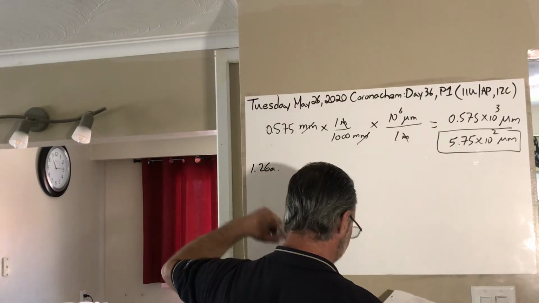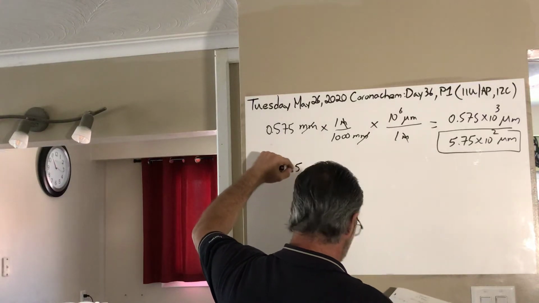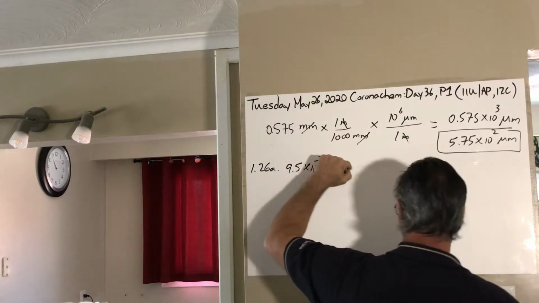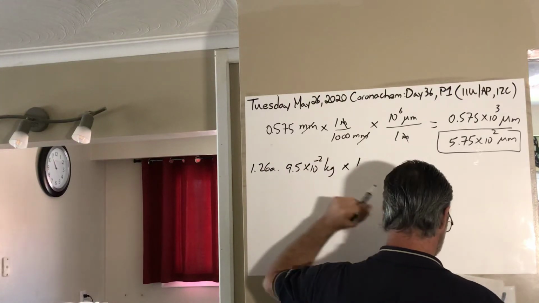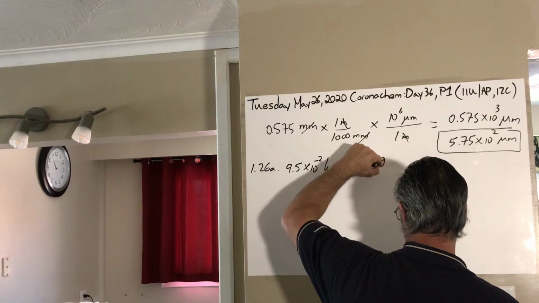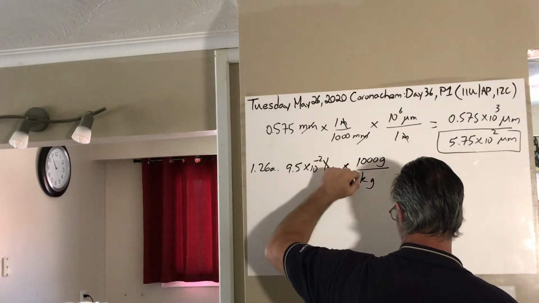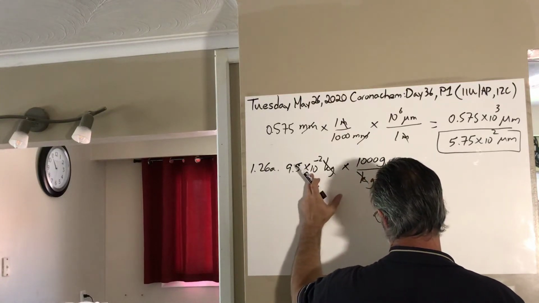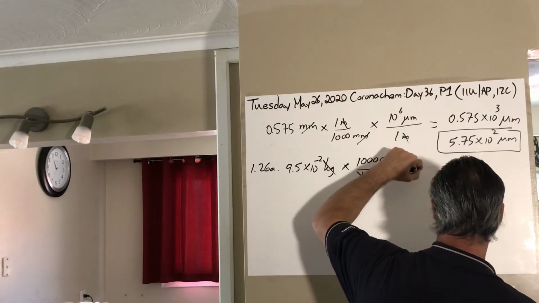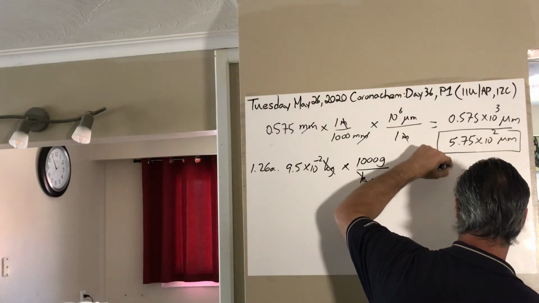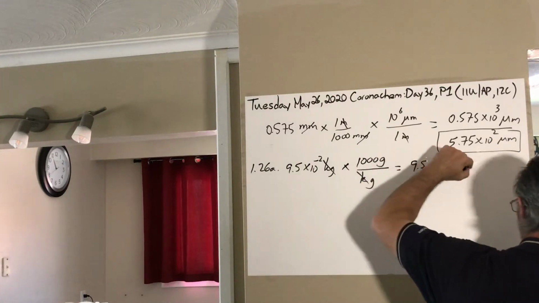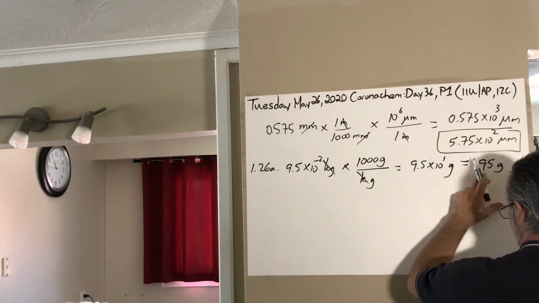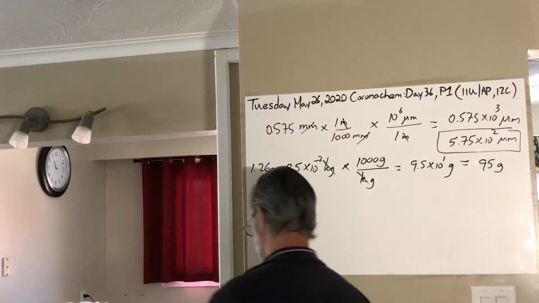126A. You start off with 9.5 times 10 to the minus 2 kilograms. You're asked to go to grams, so there's 1,000 grams per kilogram. Kilograms cancel, and this is 10 to the 3. So 10 to the 3 times 10 to the negative 2 is 10 to the positive 1. So you get 9.5 times 10 to the positive 1 grams as your answer, and we all know that's 95, because 10 to the 1 is 10. 9.5 times 10 gives you 95. B.